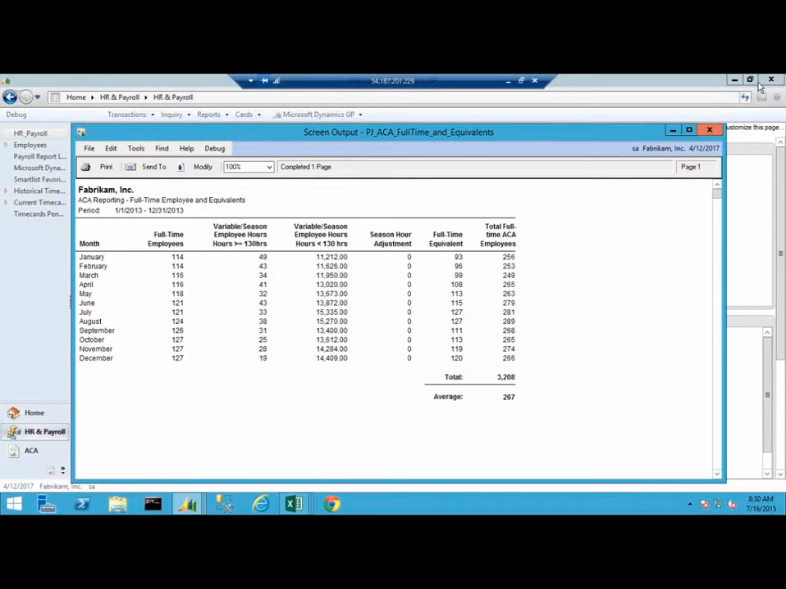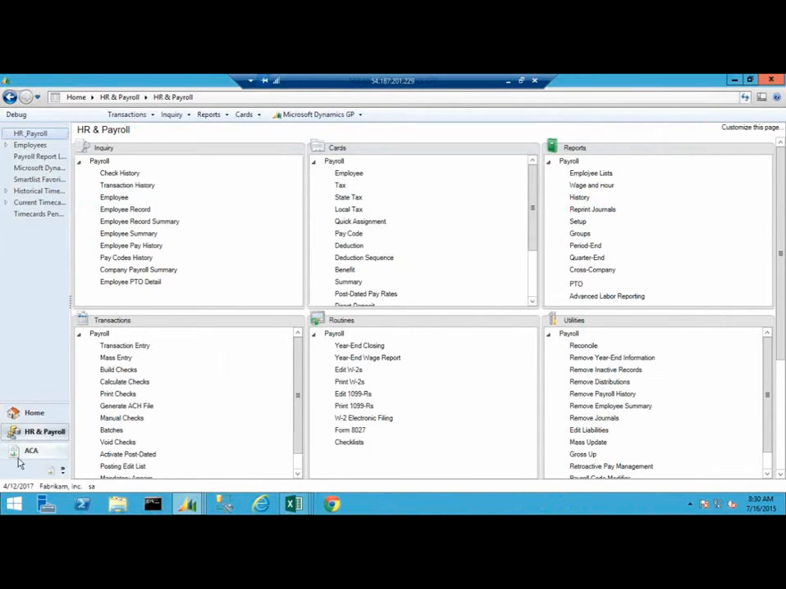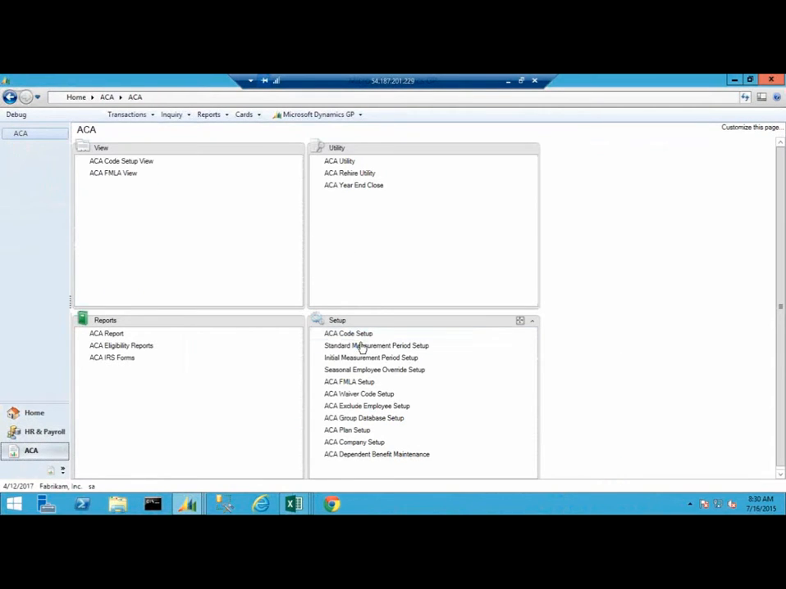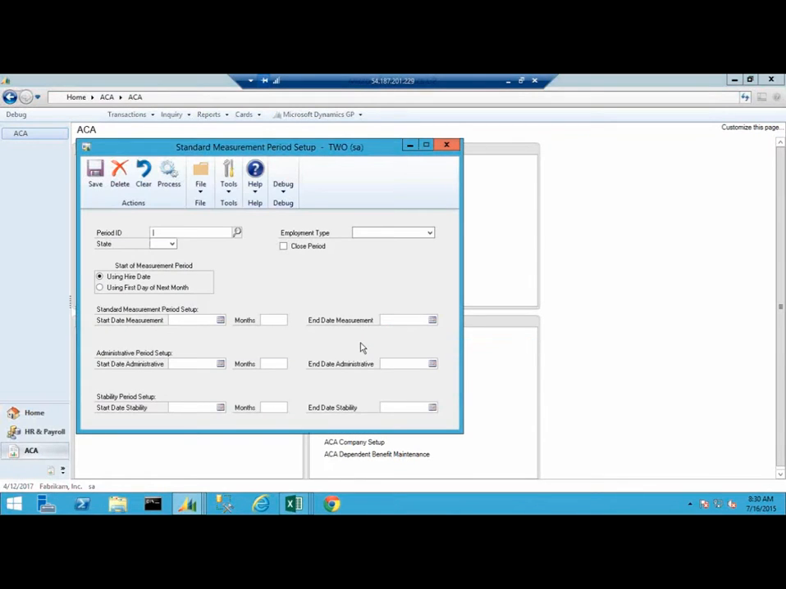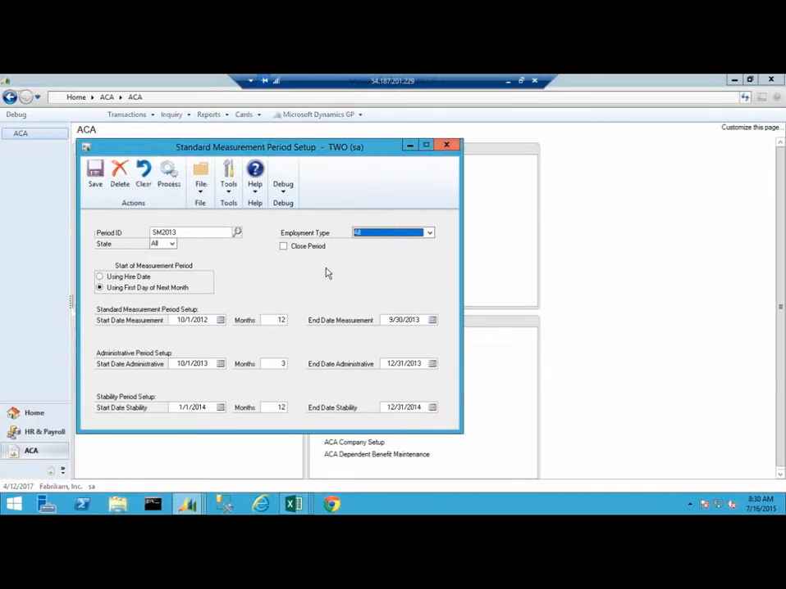All right, so let me go here. So that's the first one. Now, the second thing is setting up standard measurement periods. And here is what a standard measurement period looks like. And I'm going to do a 2013 one.